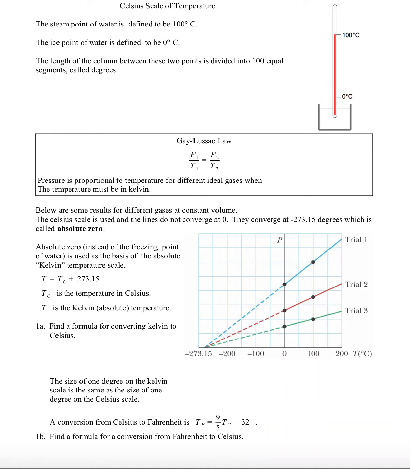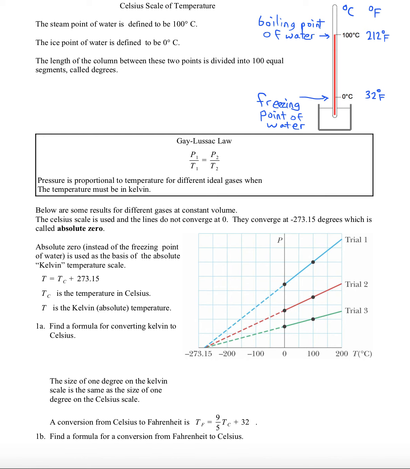The Celsius scale of temperature is based on the convention that 0 degrees is the freezing point for water, and 100 degrees Celsius is the boiling point of water. But there are other temperature scales. In addition to the Celsius scale, we have the Fahrenheit scale, where freezing is 32 degrees and boiling is 212.